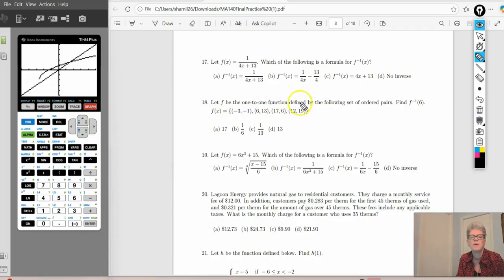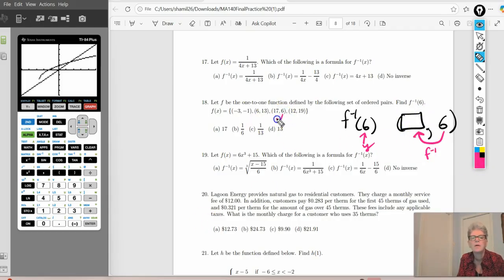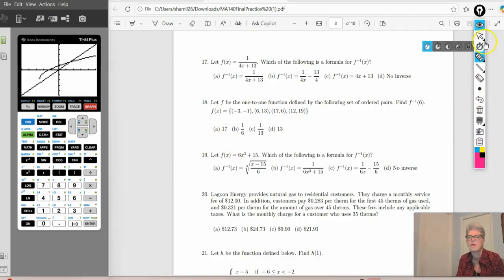All right, let f be the one-to-one function defined by the following set of ordered pairs. Find f inverse of 6. So again, when it's the inverse, that number is your y coordinate. So you want to find the point that has y coordinate 6, and what f inverse will do is it will map that into the x coordinate. And here we are. So f inverse evaluated at 6 will be equal to 17. And the answer is A, 17.